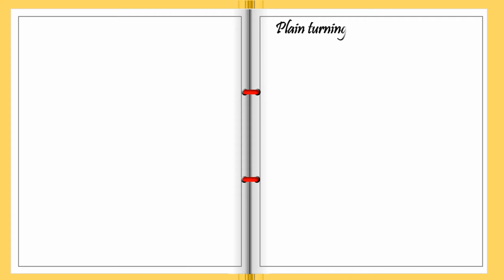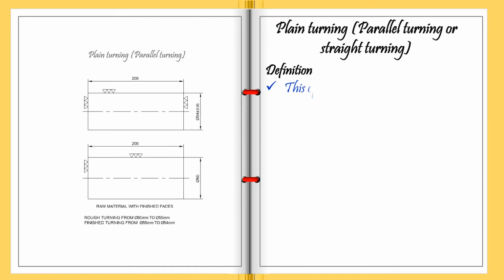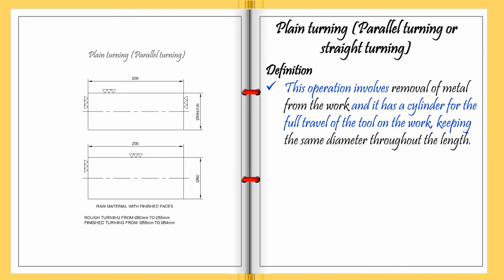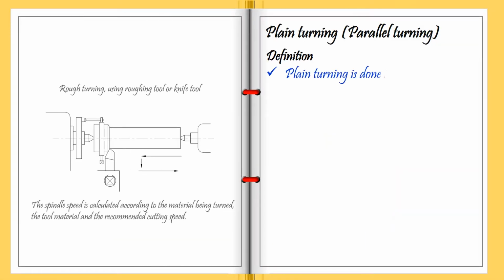Let's see what is plane turning, otherwise called parallel turning or straight turning. This operation involves removal of metal from the work, producing a cylinder for the full travel of the tool on the work, keeping the same diameter throughout the length. Plane turning is done in two stages, that is, rough turning and finish turning.